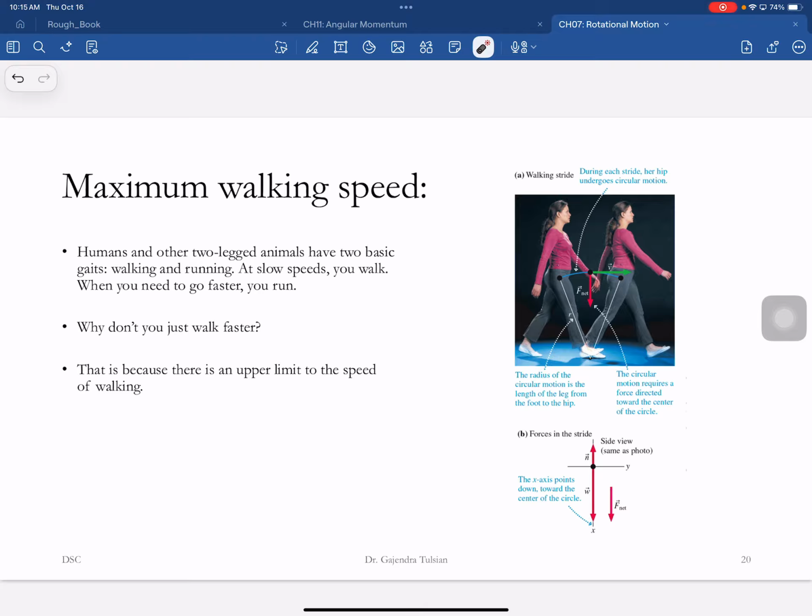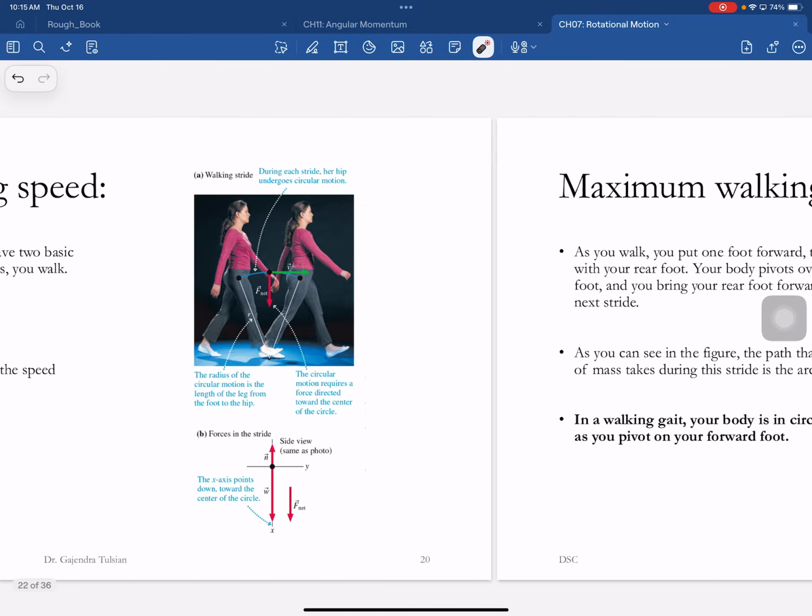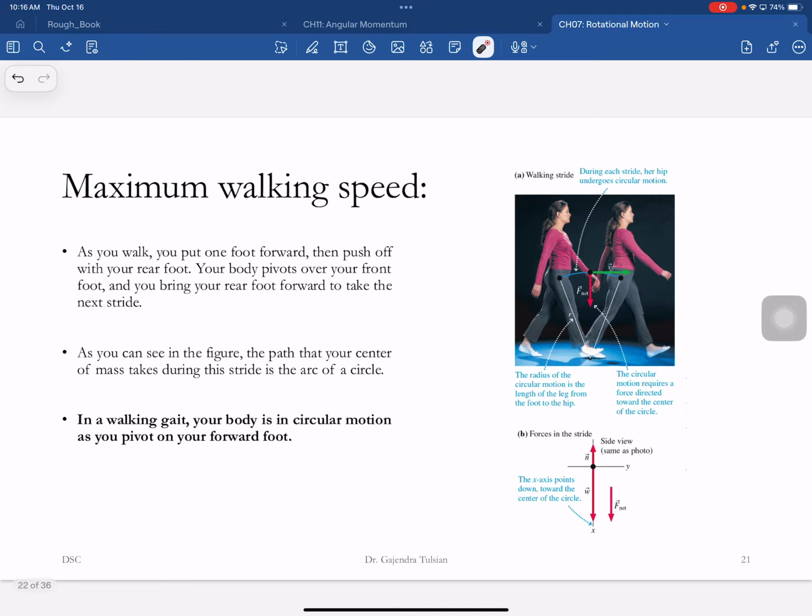So maximum walking speed, we've already talked about this. You plant your foot and your center of mass pivots around your foot. Your center of mass is going in a circle. You need a centripetal force in this direction, and that is coming from the weight minus the normal force. Your maximum speed is determined in the limit of the normal force going to 0. That can never happen, but that gives you the limit.